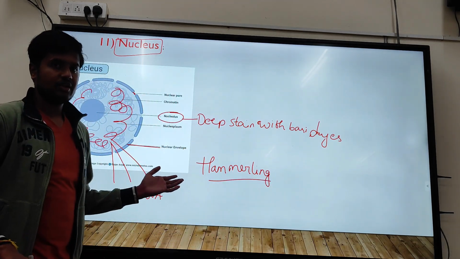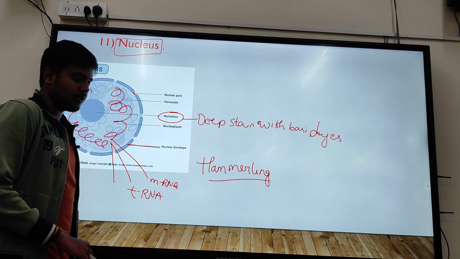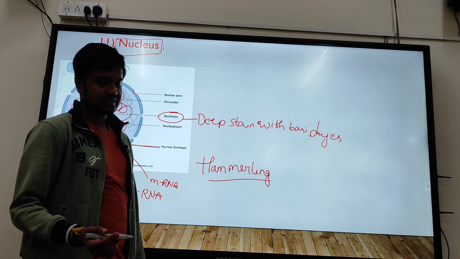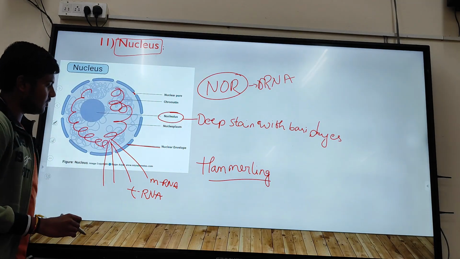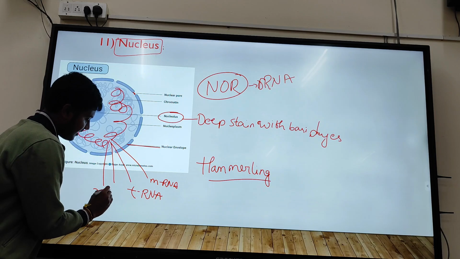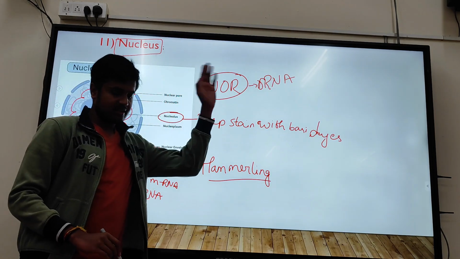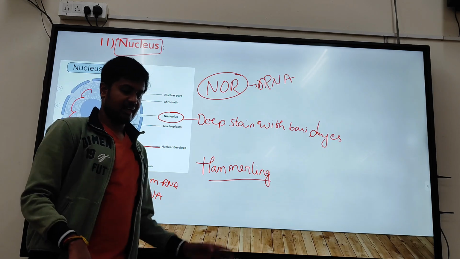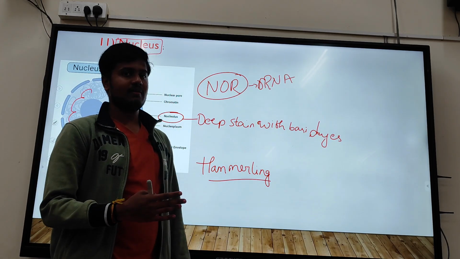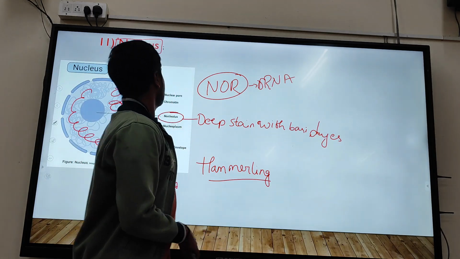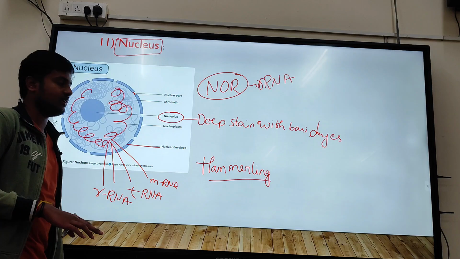The significance of the nucleus was given by Hammerling, and here the cell composition is 70% protein, with DNA being small. From the nucleus, mRNA, tRNA, and rRNA are produced. In rRNA, NOR is present. NOR means nuclear organizer region. Let's study it in the transcription part of our class. And these are all the concepts studied under the nucleus.